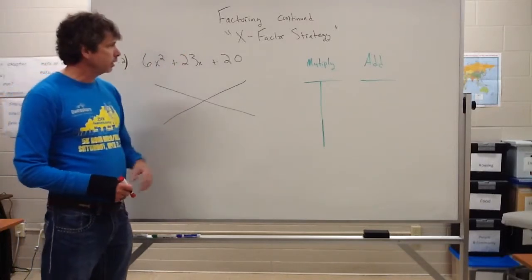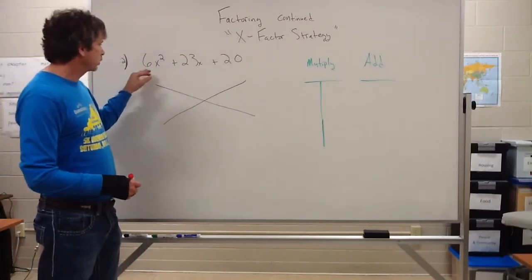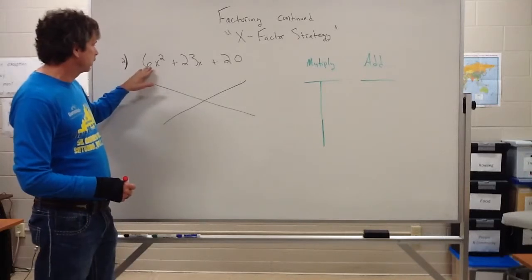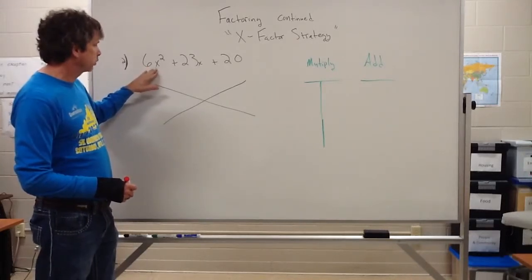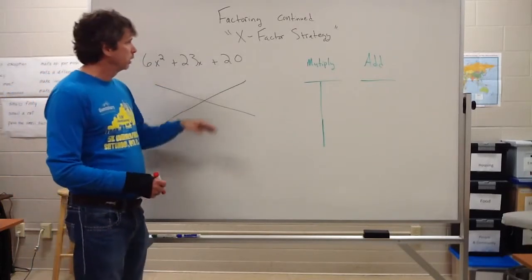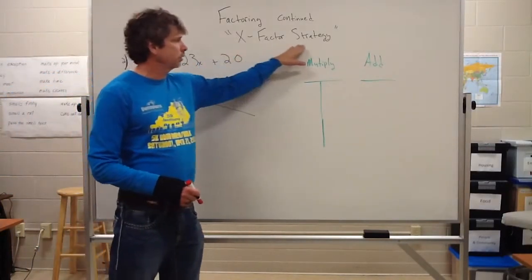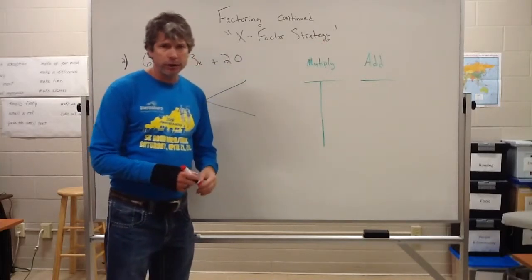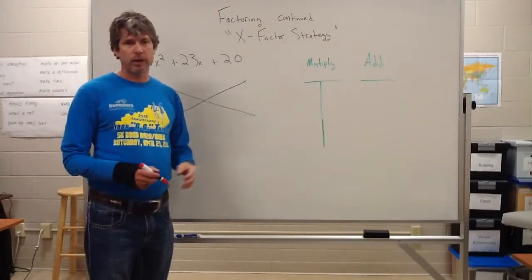We're going to continue with factoring some more complicated trinomials, since they have this 6 in front of the x squared term, which we call the quadratic term. This makes the factoring much more difficult. Again, a strategy I found was what's called the X factor strategy, and all the X factor strategy is, is a way to organize your math.